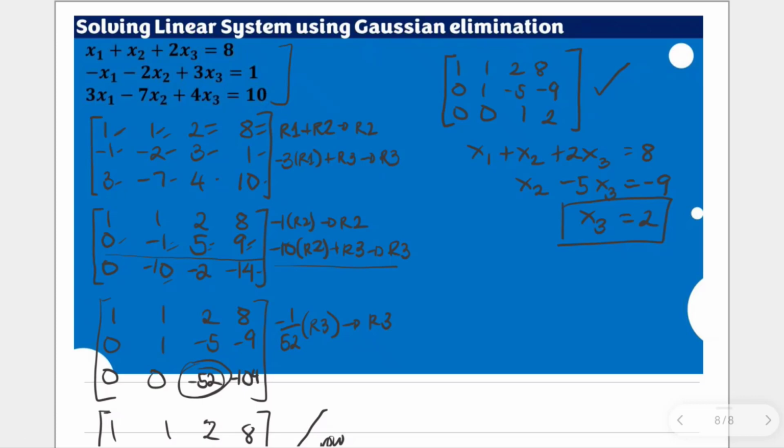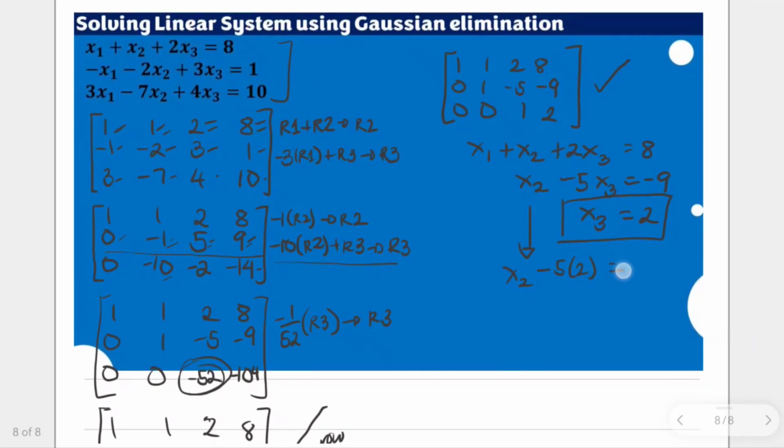Using this value, you will have x sub 2 minus 5 times x sub 3, which is 2, equal to negative 9. Okay? So here, x sub 2 minus 10 is equal to negative 9. Adding 10 on both sides, x sub 2 is positive 1.